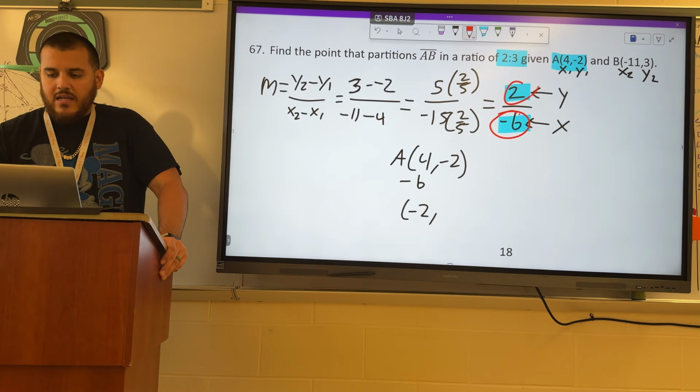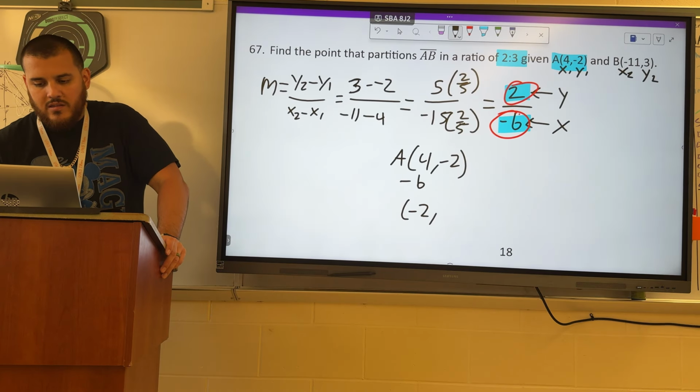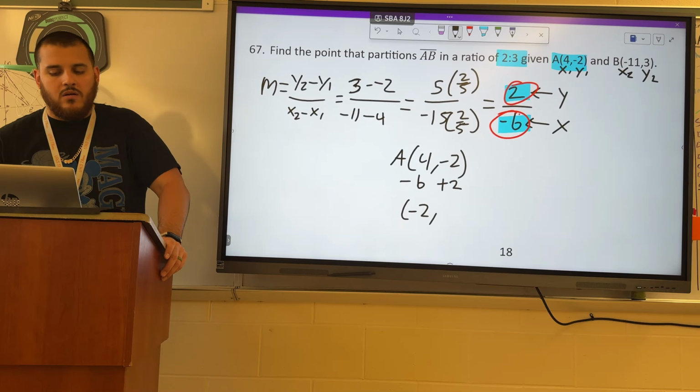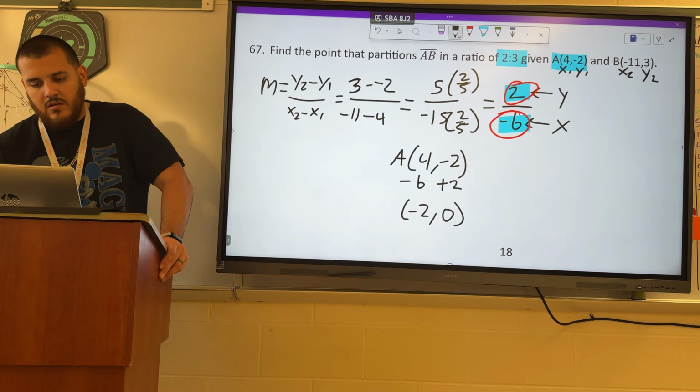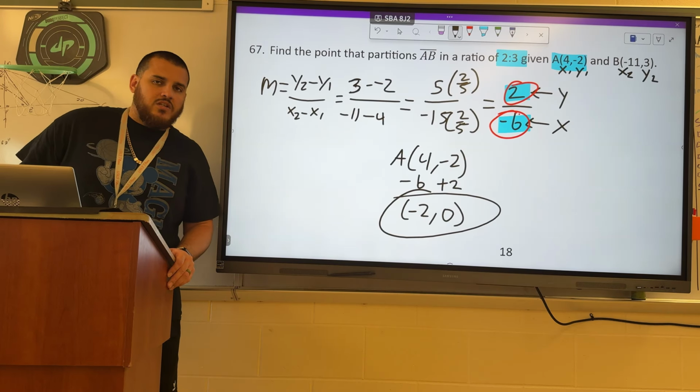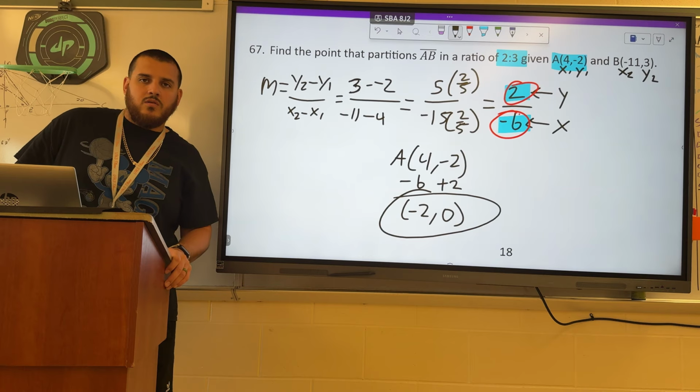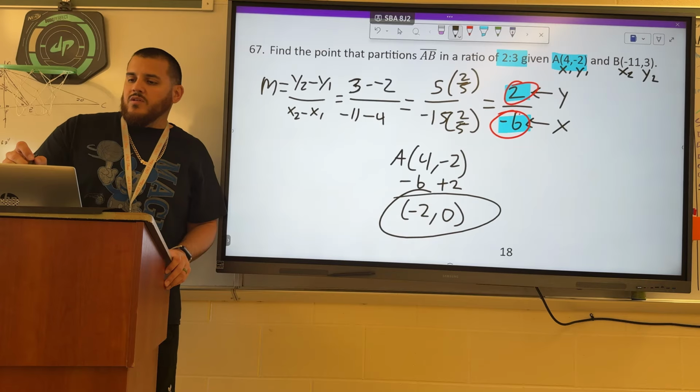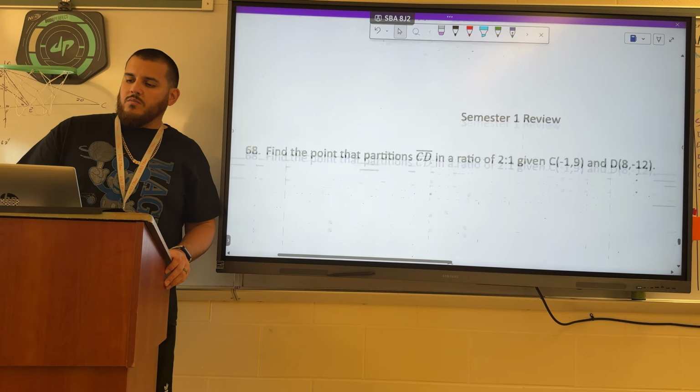I know I need to be positive 2 units away from my y coordinate, so I'm adding positive 2 to the y coordinate. Negative 2 plus 2 gives me 0. Therefore, my partitioning point is located at negative 2, 0. Our next example is very much like this. We'll be able to go through it a little bit quicker here.